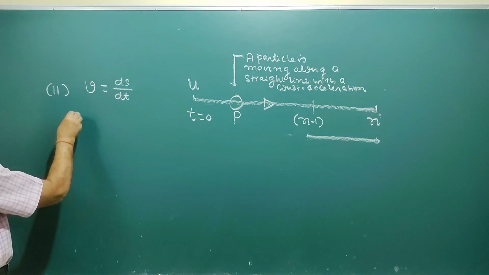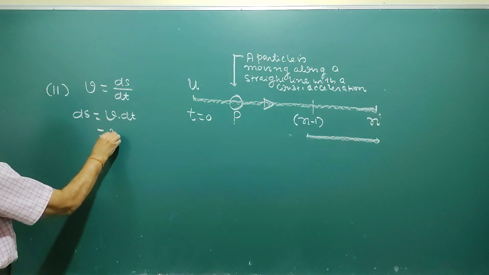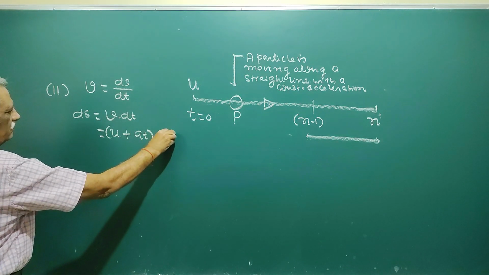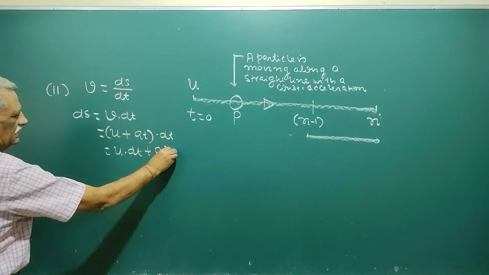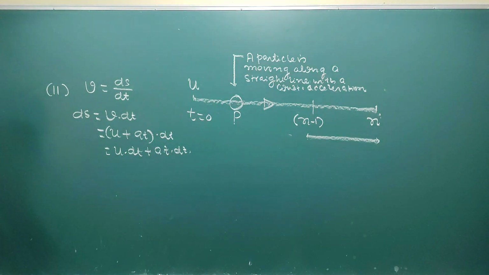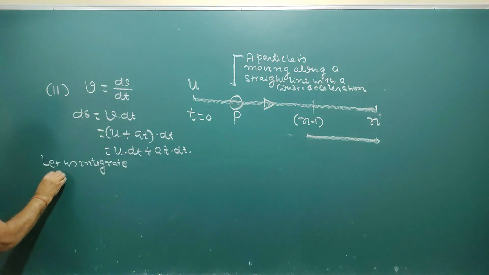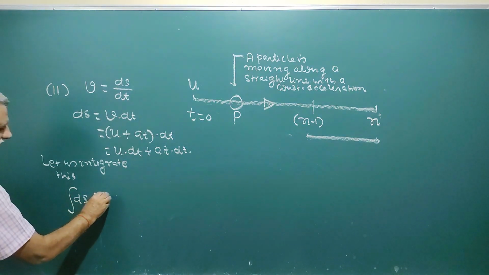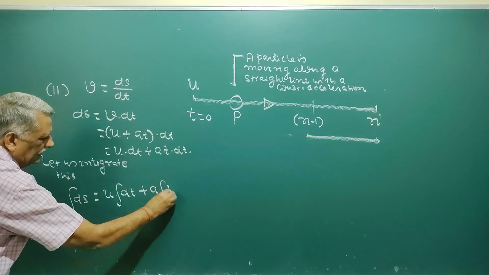This is the definition of velocity. ds is equal to v dt, और v की जगह पर u प्लस at लिख सकते हैं, राइट? इसको u dt और प्लस a t dt. Now let us integrate this. इंटीग्रेट करें तो ये ds, u dt प्लस a t dt, राइट?